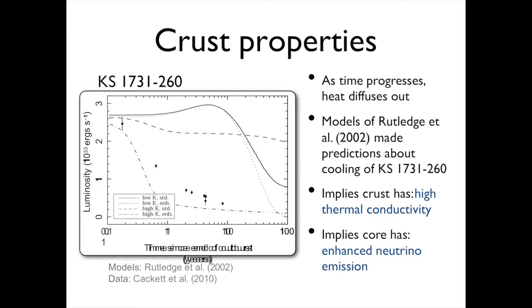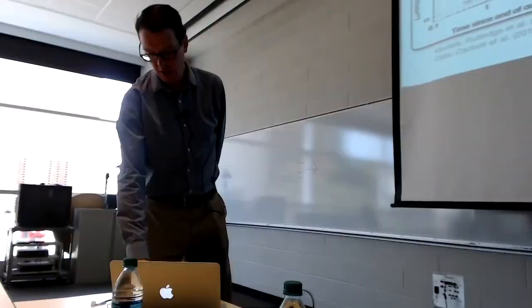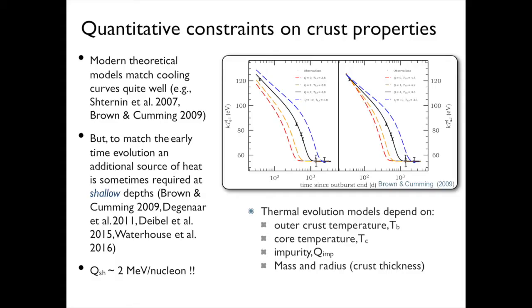So these sorts of observations motivated Ed and Andrew Cumming and others to start doing more quantitative models for what the crust should look like. This is some examples from Ed's paper back in 2009, where they start to add in parameters for the crust that set how it cools. So for instance, you can set the outer temperature of the crust, so what it gets heated to at the end of the outburst, and the temperature of the core, which sets where the crust will cool down to at late times. The mass and radius actually sets how thick the crust is.